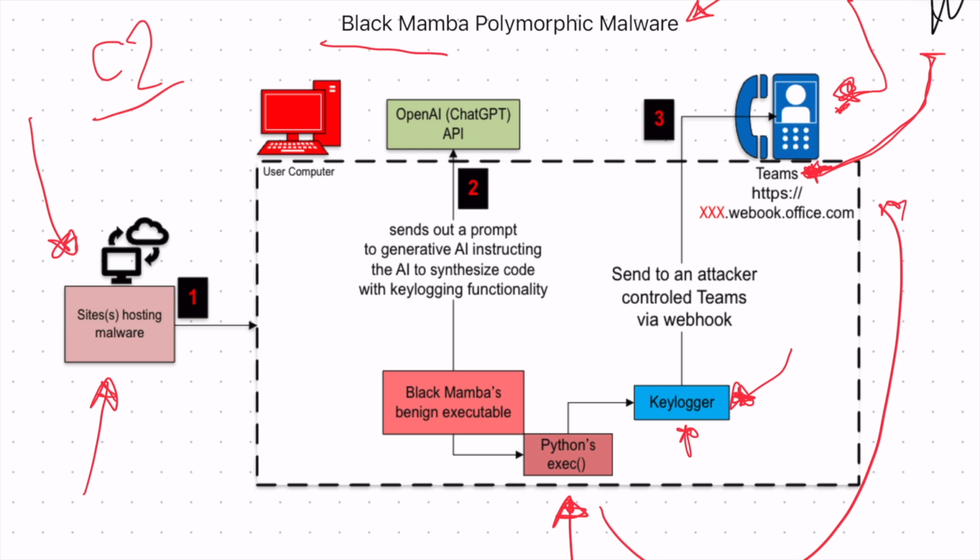BlackMamba is comprised of 2 main components. The first is benign: that's the benign part here with the Python executable function. The second is the polymorphic payload, which is generated and executed at runtime. This consists of malicious keylogging functionality, and I'm going to walk you through how that operates.